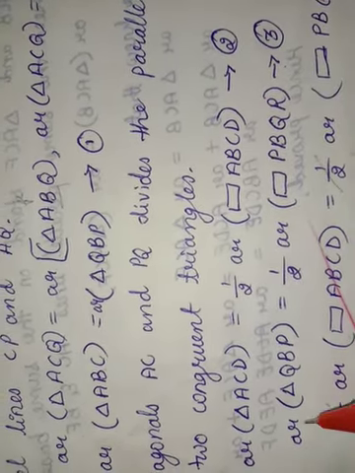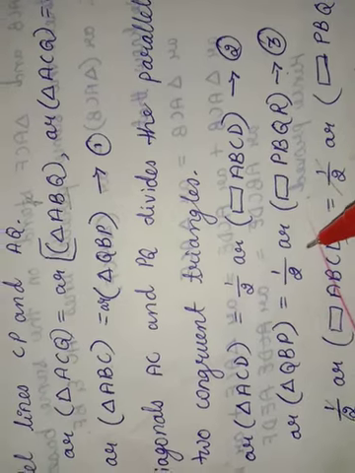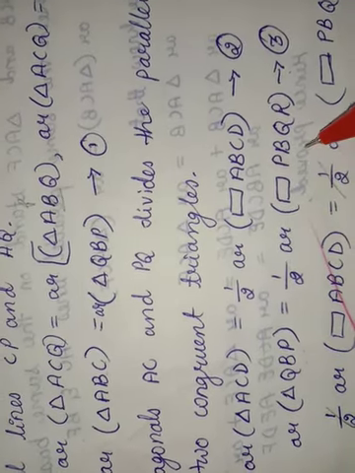Call that 2. Now area QBP is equal to half times parallelogram PBQR, call that 3. So 1 by 2 times area ABCD is equal to 1 by 2 times area PBQR. Therefore, area ABCD is equal to area PBQR.